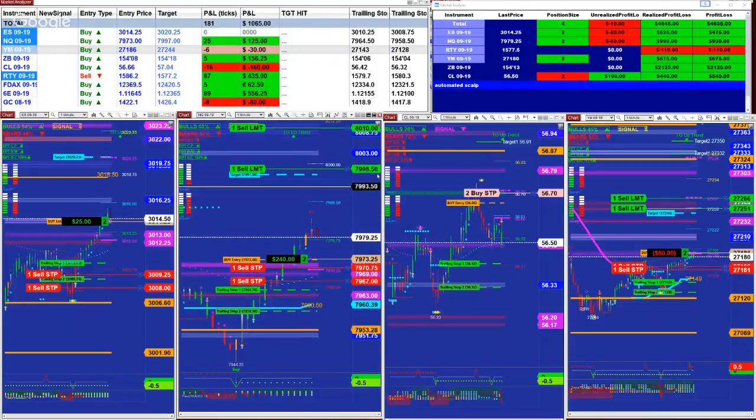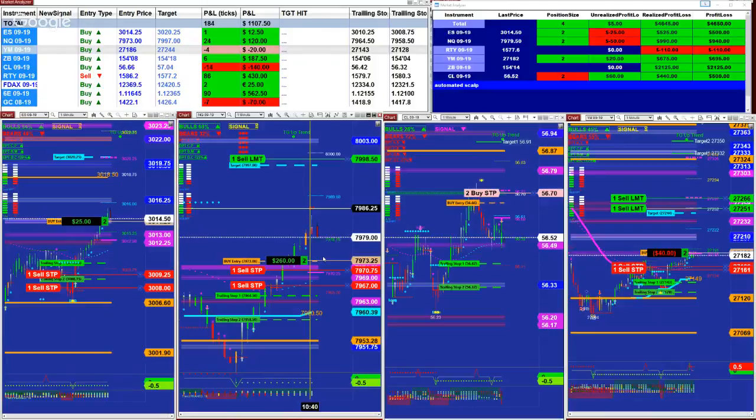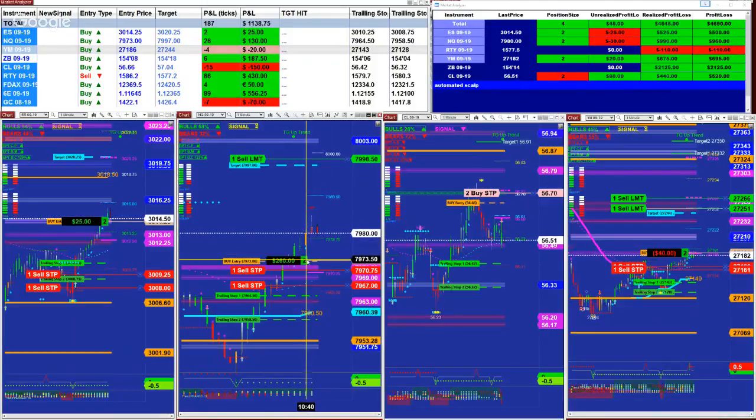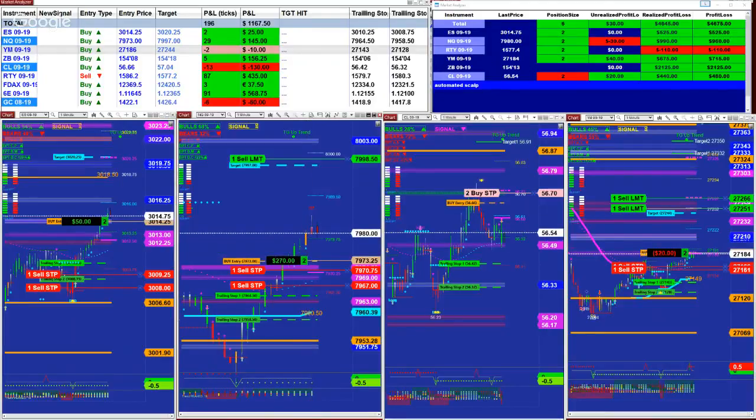On the Nasdaq, it starts sinking again with a reversal. It's going back exactly to your entry. Let's see what will happen here. So you made $300 on that trade. That's very good. Nothing wrong with that.